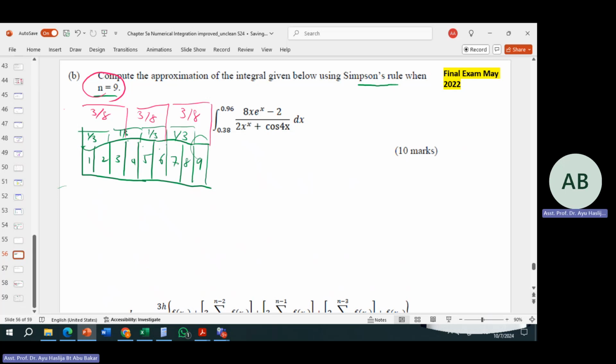Any question for integration? If you don't know which rule to use, we can always use the trapezoid. This question clearly asks you to use Simpson. If the question didn't mention it, and just says general integration, you can choose either trapezoid or Simpson.